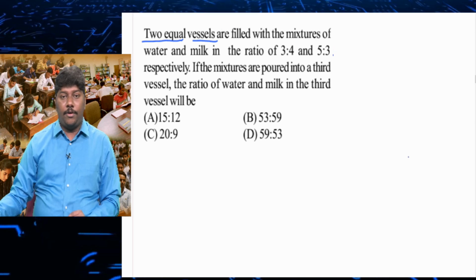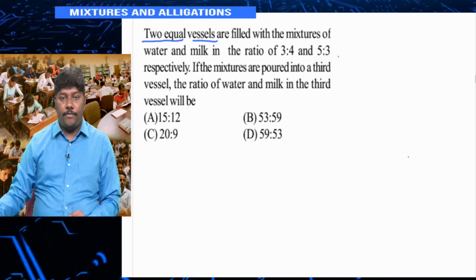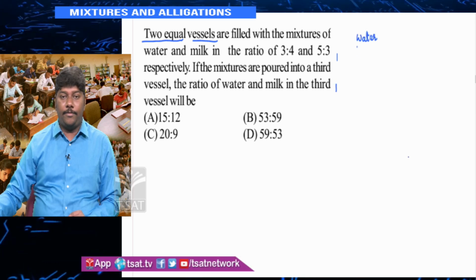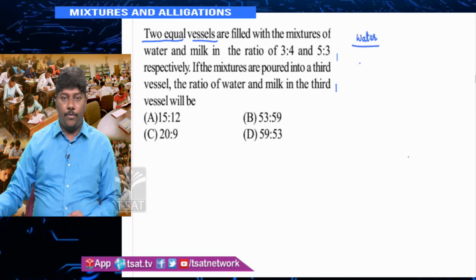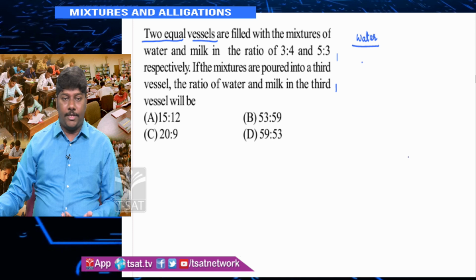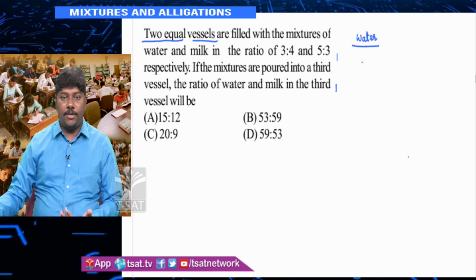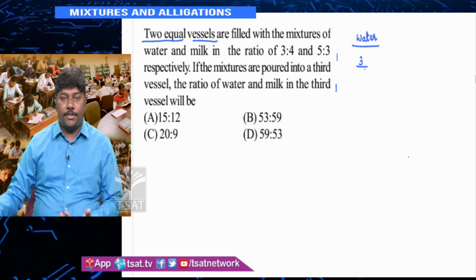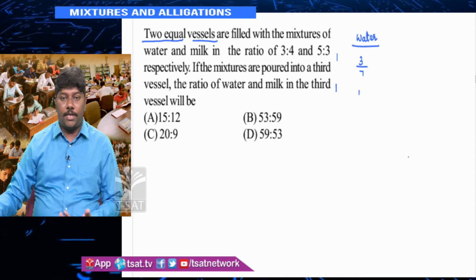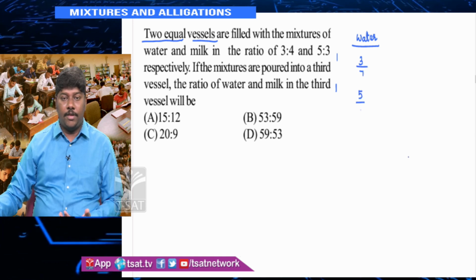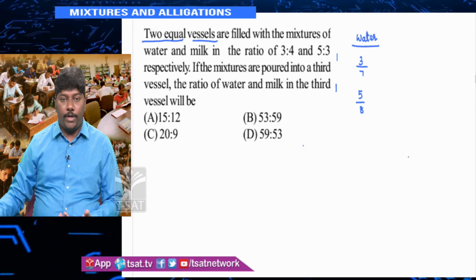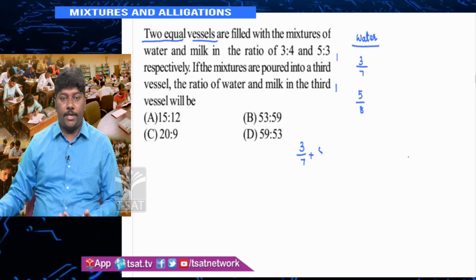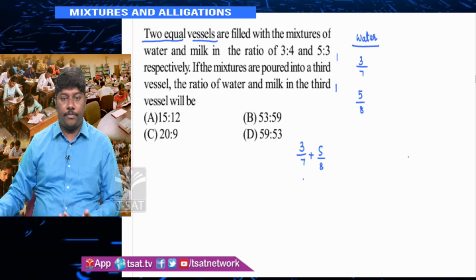We can actually do it in different ways. First, we know N1 is to N2 is 1:1 only. I am taking water here. In the first one, what is the ratio of water present in terms of fraction? So 3 parts out of total 7 parts. Then 5 parts out of totally 8 parts. Therefore, I would say N1A1, that is 3/7 plus N2A2, that is 5/8, divided by 1 plus 1.